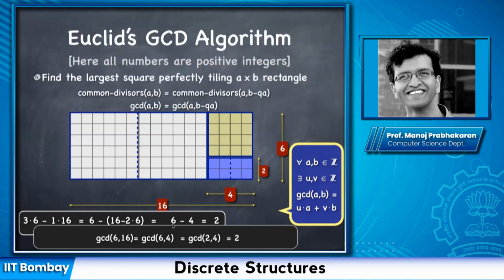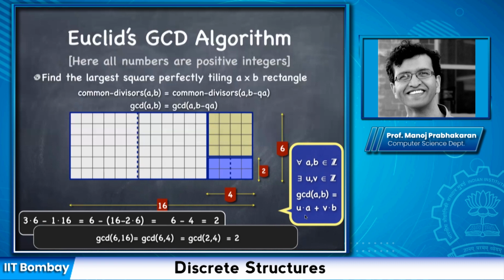Okay, and by the way, this algorithm, this computation of GCD, is called Euclid's GCD algorithm. And along the way, if you keep track of how these multiples were derived, and use that to write 2 as 3 times 6 minus 1 times 16, so computing this 3 and minus 1, this U and V, doing that is called the extended Euclidean algorithm. So it's just a little extra bookkeeping on top of this recursive algorithm.